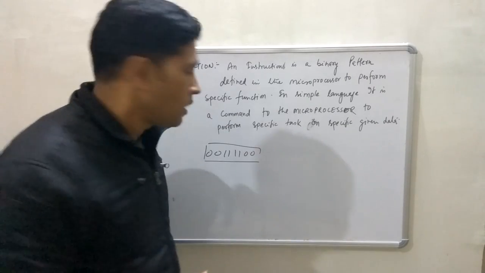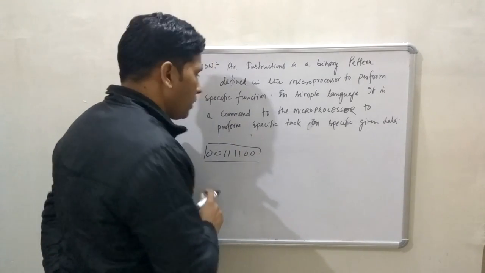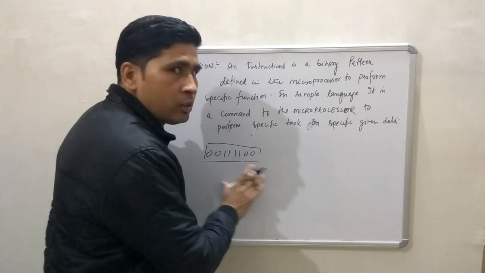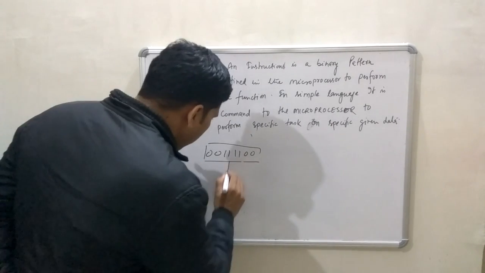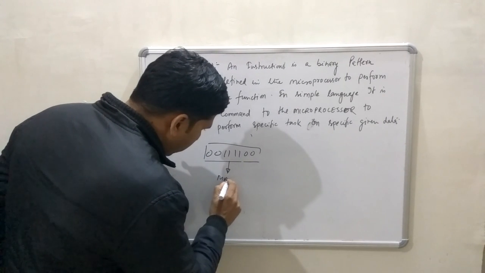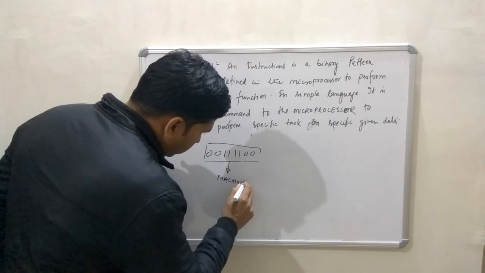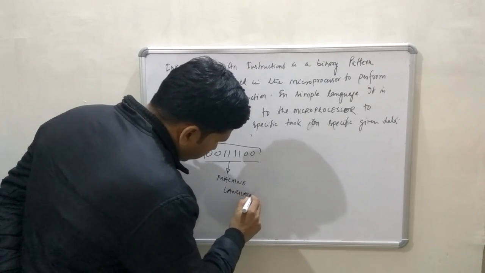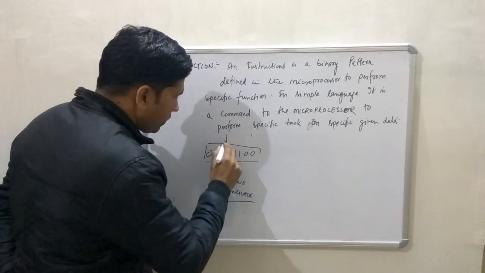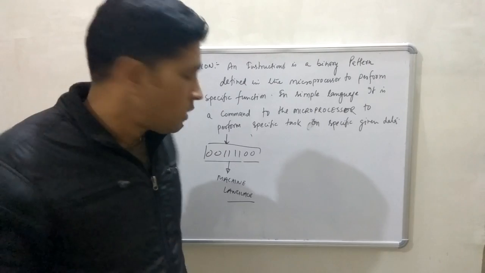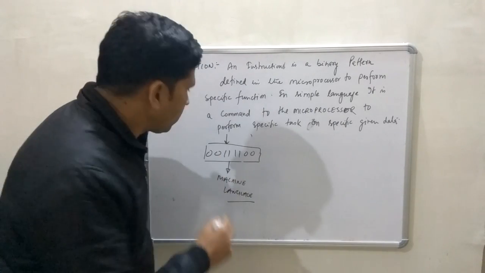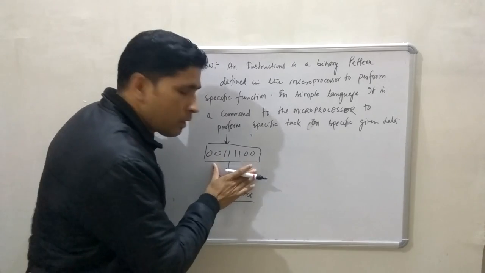00, 11, 11, 00, something like that. In early days of microprocessors, instructions were given in terms of 0s and 1s. That is called machine language. Now what happened with this pattern? Basically, this is very difficult for a third person to understand, what the meaning of this binary pattern is.